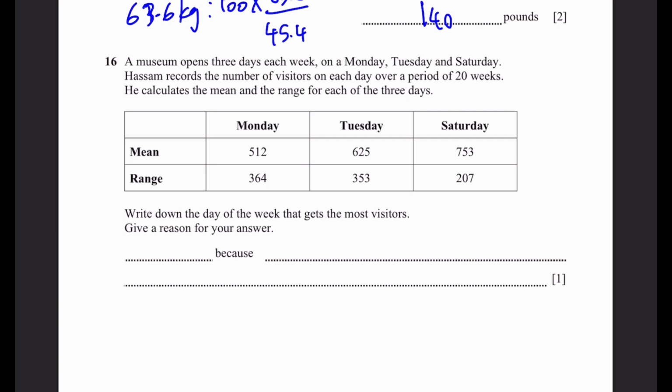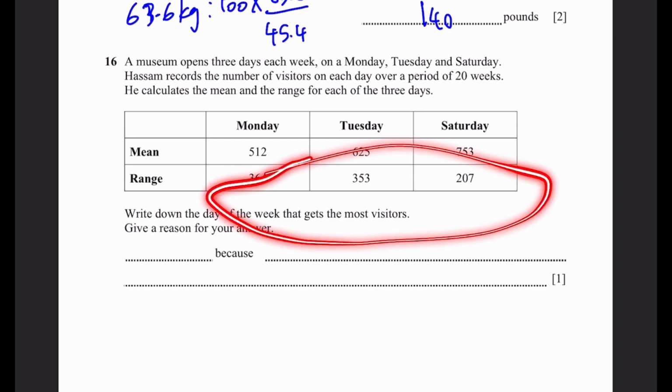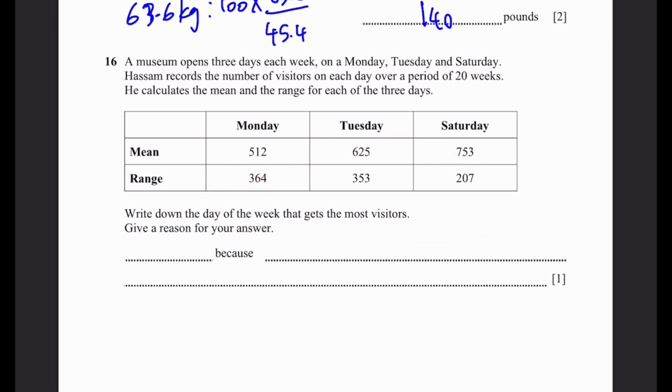So if it has most visitors, that means the mean should be the highest. In this case, the mean is highest on Saturday, 753. The range does not matter because it only shows the difference between the highest and lowest, which only shows the consistency of the values, it doesn't show which gets more and which doesn't. So it's Saturday because it has the highest mean, which is 753 visitors.